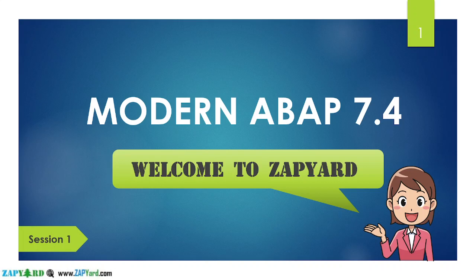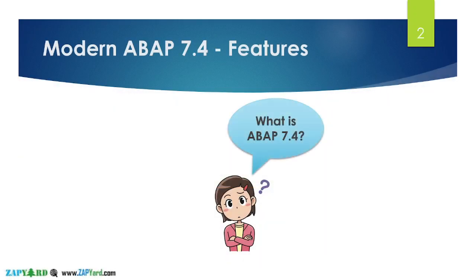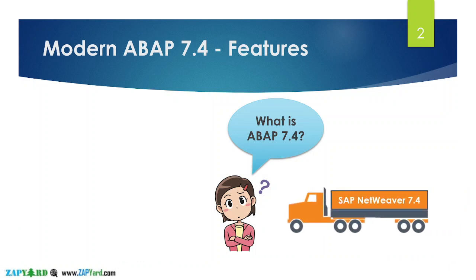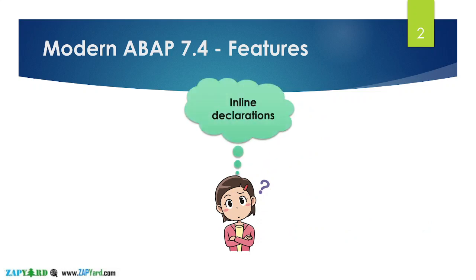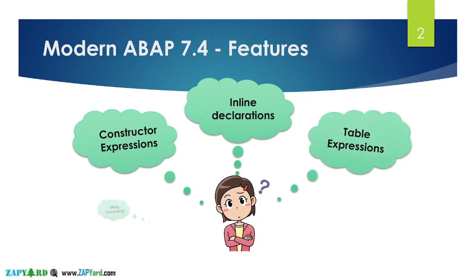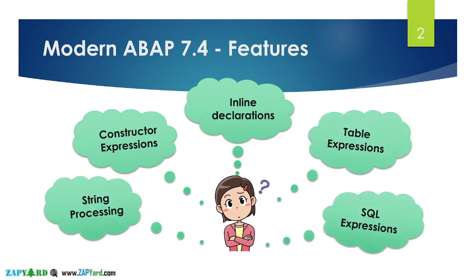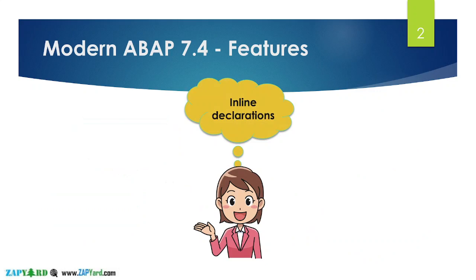In this session, you will learn about the new elements introduced in modern ABAP 7.4. Let's get started. Now, what is ABAP 7.4? So, with the release of SAP NetWeaver 7.4 came ABAP Application Server 7.4. With that, the ABAP language had introduced new features such as inline declarations, constructor expressions, table expressions, string processing, SQL expressions, and many more. But in this tutorial, we will focus only on inline declarations.